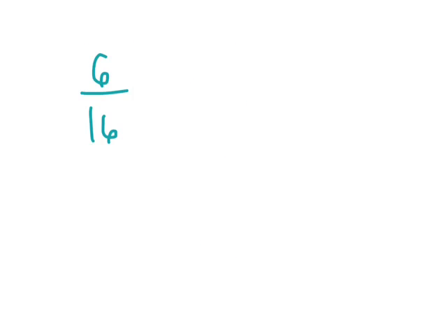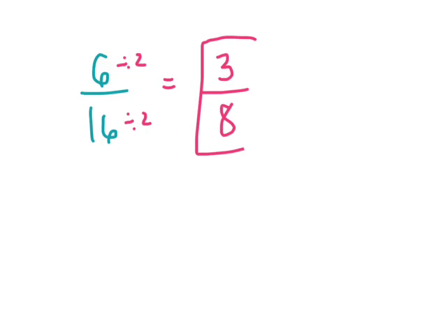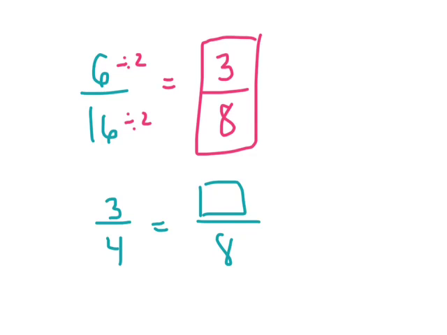Okay, 6 out of 16 again. Divided by 2. 6 divided by 2 is 3. 16 divided by 2 is 8, so it'd be 3 out of 8. Okay, so 3 out of 4 is equal to something out of 8. Good. This was multiplied by 2, which means we have to multiply this by 2. 3 times 2 is 6, so it'd be 6 out of 8.